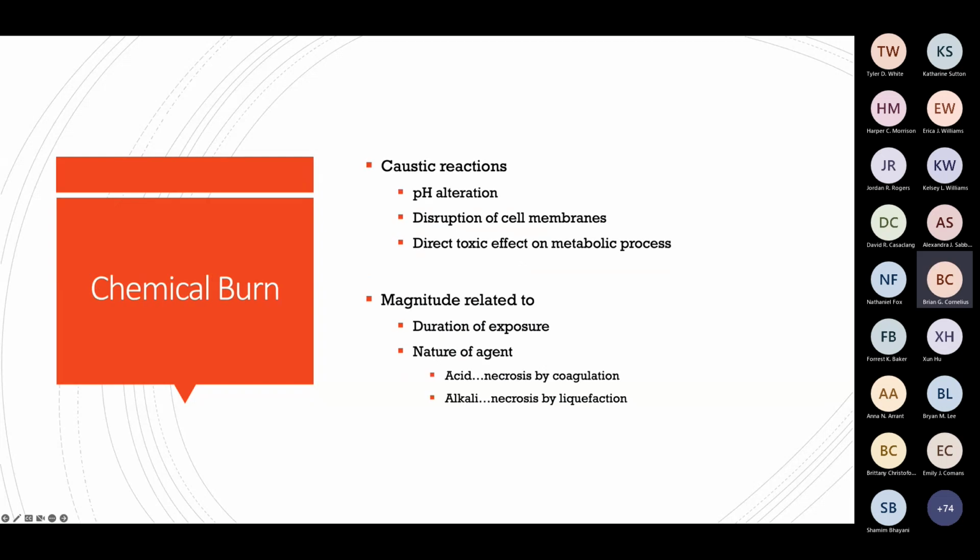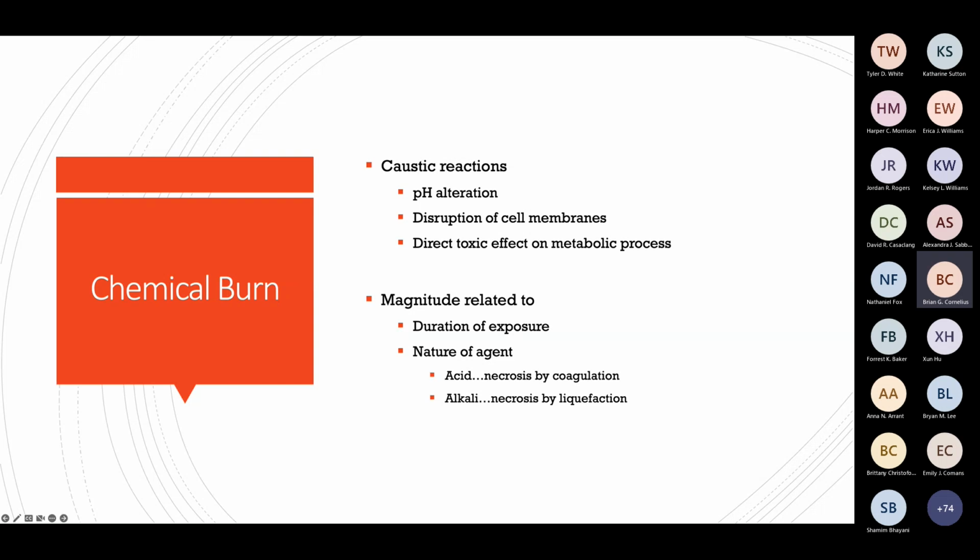Chemical burns are generally caused by some sort of caustic reaction, and what happens really depends on the specific exposure. But because the chemicals are generally either strong acids or strong bases, you have an alteration in the pH. It may just be on the surface, but depending on the chemical and the penetration, you may see widespread disruption of the cell membranes as well as direct effects on the metabolic processes.